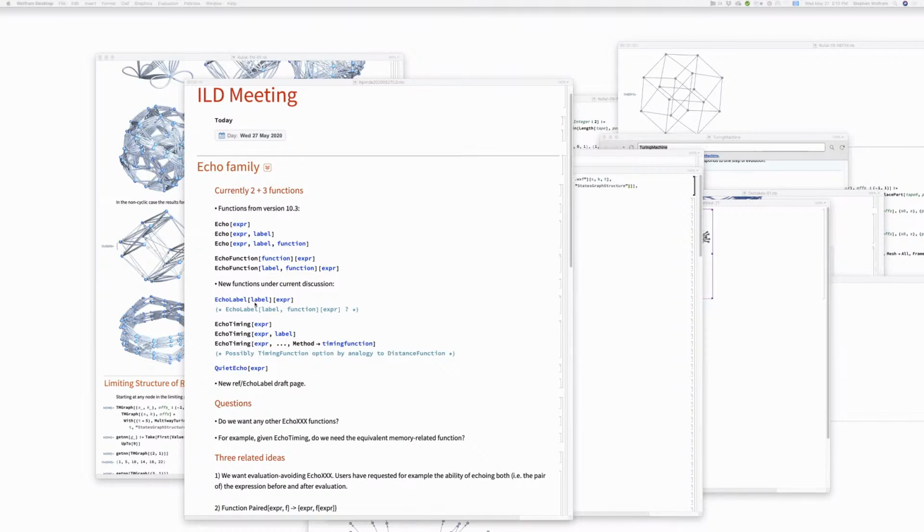Exactly. If it had been function label in EchoFunction, it would have been nicer, because it would read like the first argument is the thing. When we thought of EchoFunction, we thought of it as an operator form, and that function comes from operator form. But now I think we are thinking of it as Echo with a function, and EchoLabel would be Echo with a label as operator form. It doesn't bother me so much, actually, I have to say.